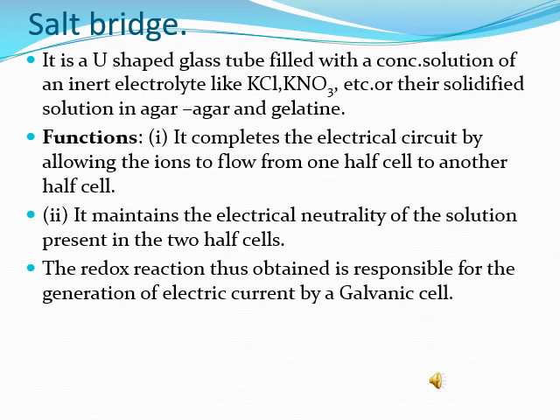The function of salt bridge is that it completes the electrical circuit by allowing the ions to flow from one half cell to another half cell, and number 2, it maintains the electrical neutrality of the solution present in the two half cells. So finally we can say the redox reaction thus obtained is responsible for the generation of electric current by a galvanic cell.